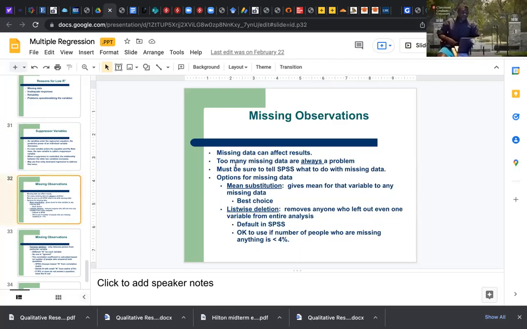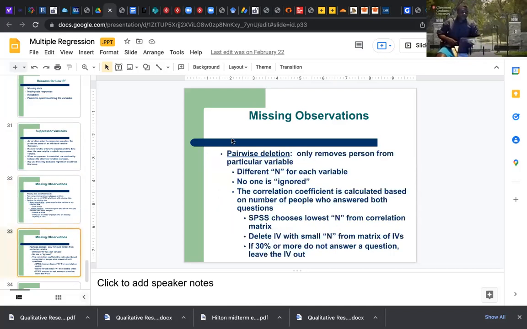Missing data can result, too many missing data are always a problem. Make sure to tell SPSS what to do with missing data. Options for missing data: mean substitution gives you the mean of the variable for any missing. Best choice, listwise, removes anyone who left out one or more variables from the entire analysis. So all these things are done within SPSS. Pairwise deletion only removes the person from a particular variable, giving a different n for each variable. No one is ignored. The correlation coefficient is calculated based on the number of people who answered both questions. So all this is done in SPSS. Deal with the missing observations.